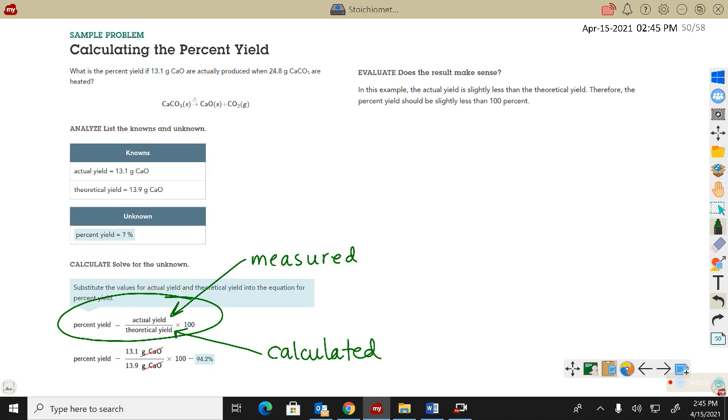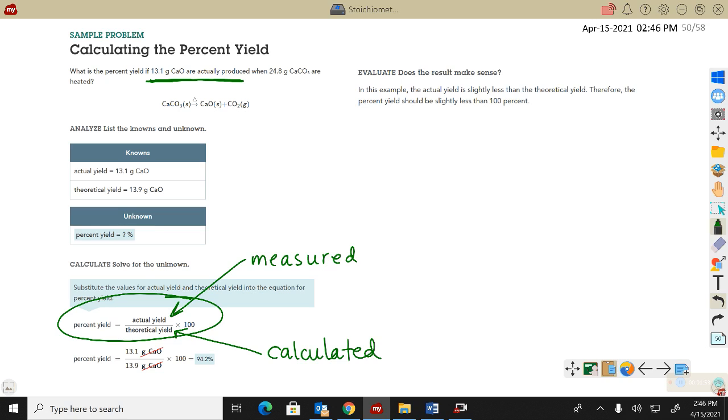Well, now without being in the lab and without really running this reaction, they have to tell me the amount that was actually produced. So look for key words like this, where they say, what is the percent yield if 13.1 grams of calcium oxide are actually produced? Here, they're just going to have to give me the actual yield because I'm not the one running the experiment. But then all we have to do is divide my actual yield over my theoretical. When this comes out to be less than 100%, then I know that we lost a little bit of product. So we lost about 6% of our product.